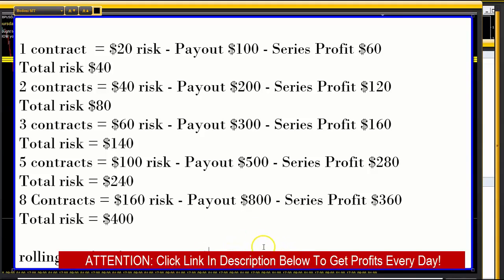Now, what is your maximum risk? Your maximum risk before you start the whole thing over is $400. You're going to make a profit like this the majority of weeks. There will be some weeks that you don't, but you will make a profit the majority of weeks.